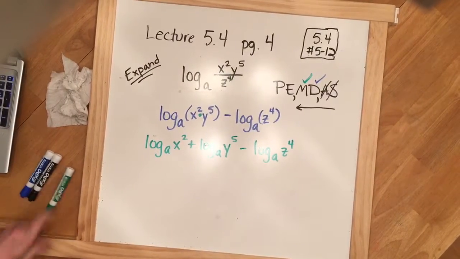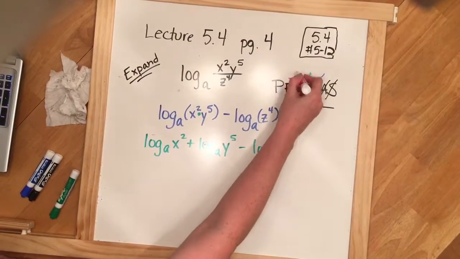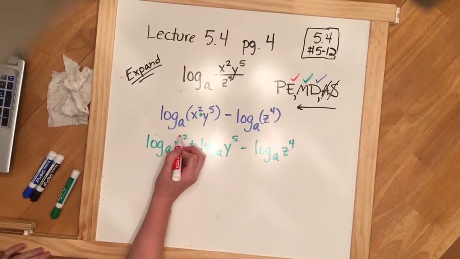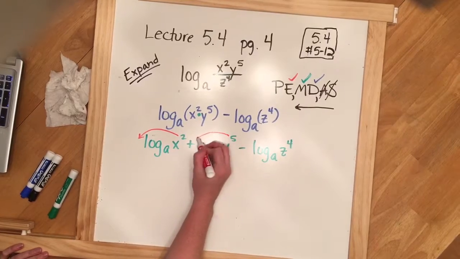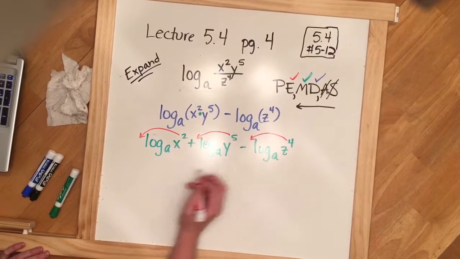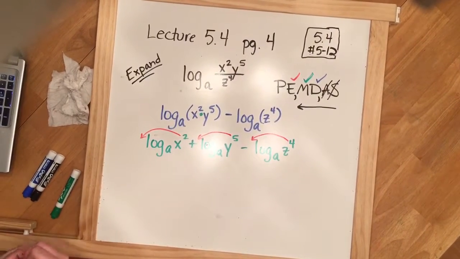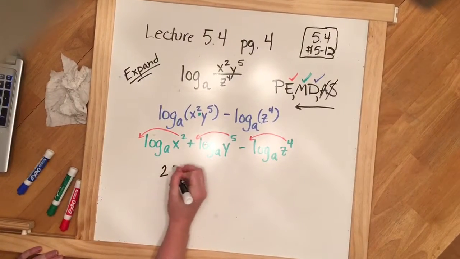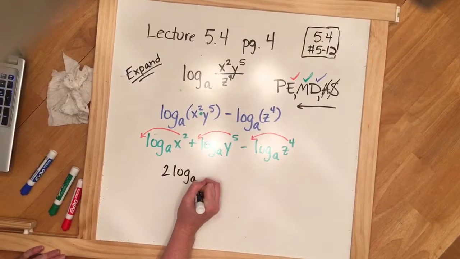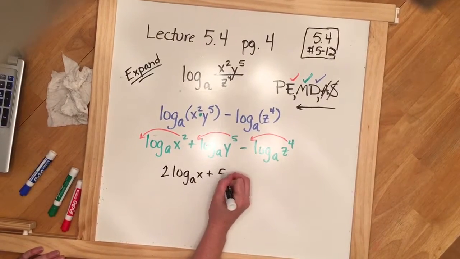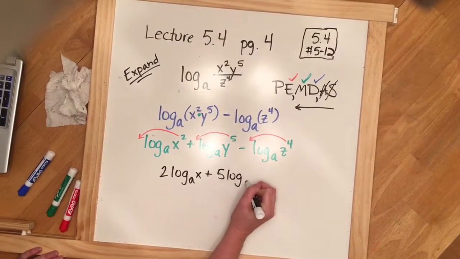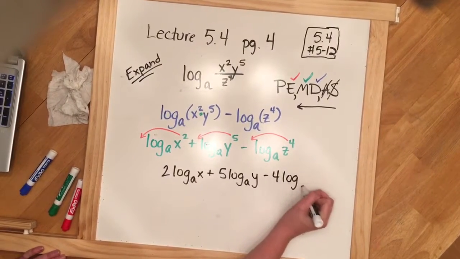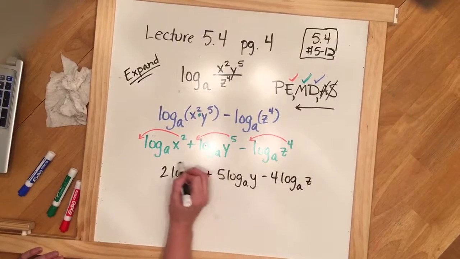And then we look at our order of operations again, and there are exponents. So we're going to use the power property and bring all of our exponents out to the front. So we have 2 log base A of x plus 5 log base A of y minus 4 log base A of z.